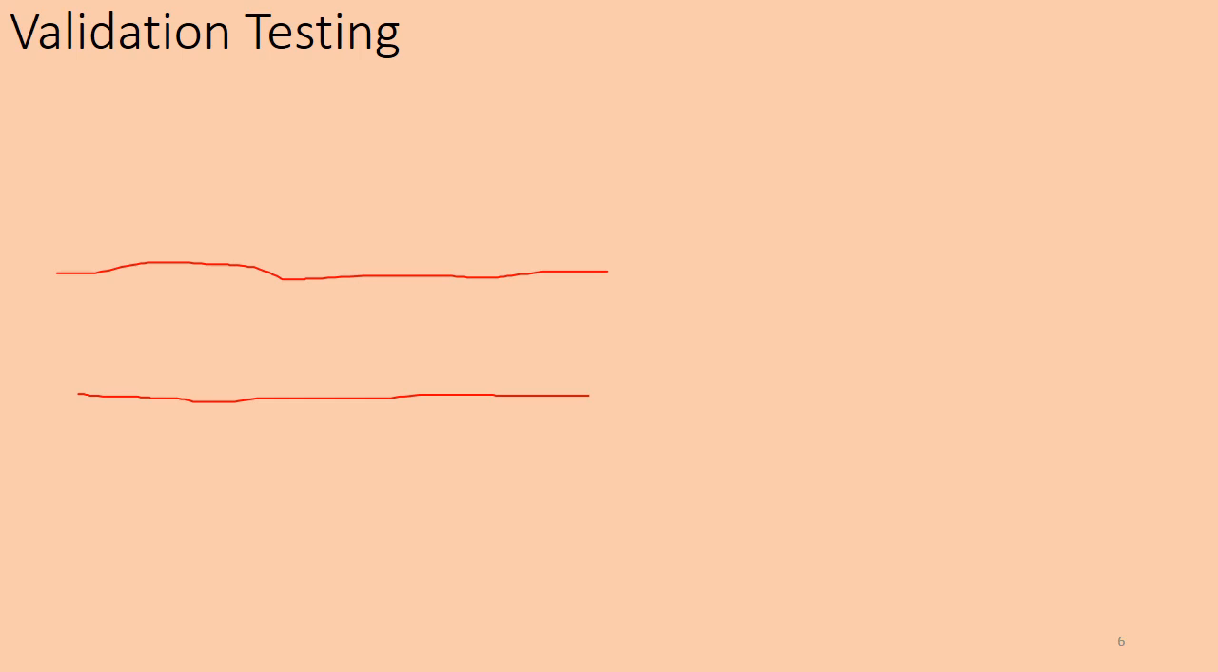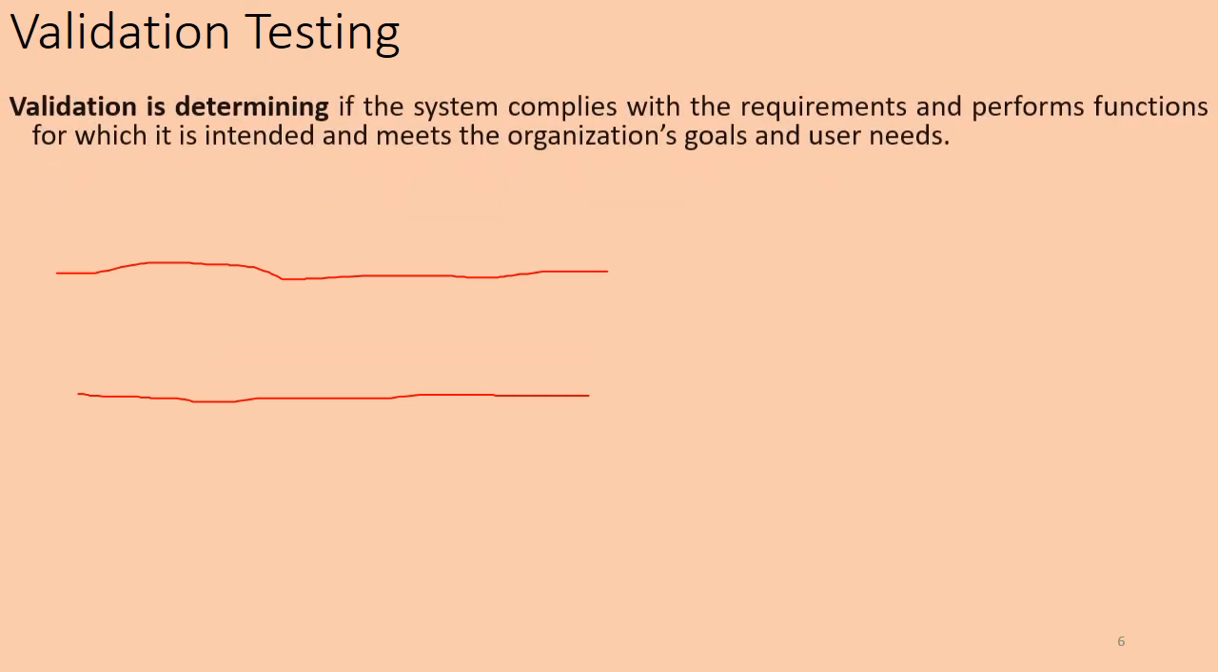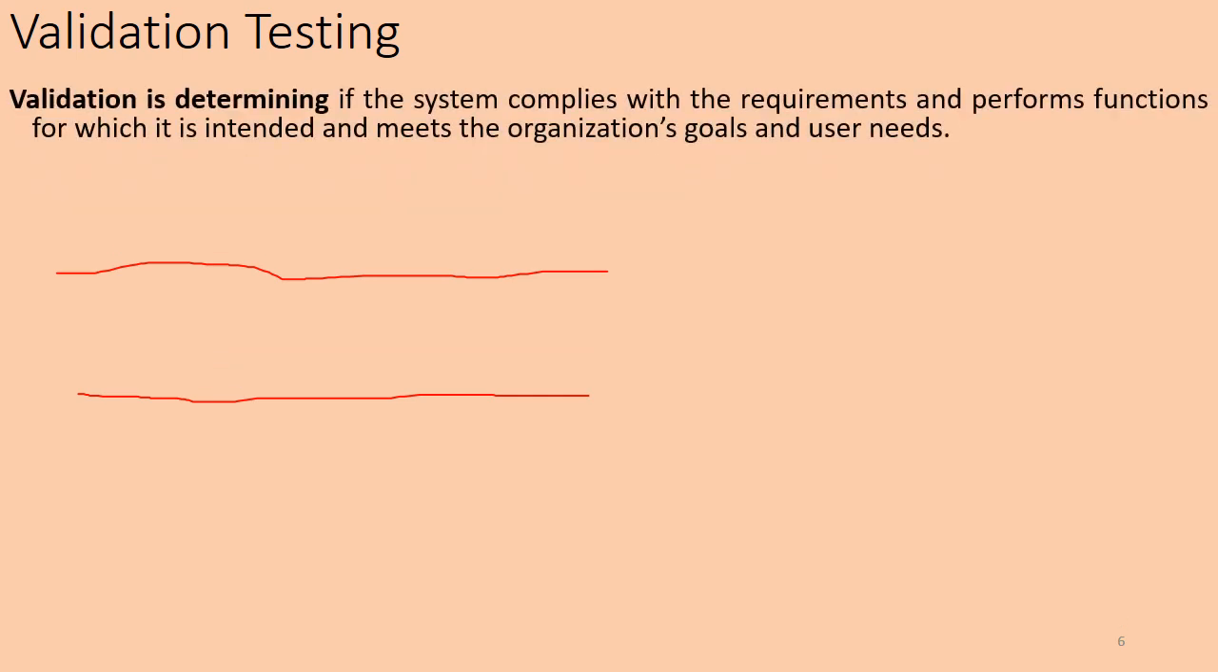Now the next testing is validation testing. We also discussed the difference between verification and validation, if you remember. So let me remind you of those concepts again. What is validation? Validation is the task to determine if the system complies with the requirements and performs the functions for which it is expected, and it meets the organization's goals and the user's needs.